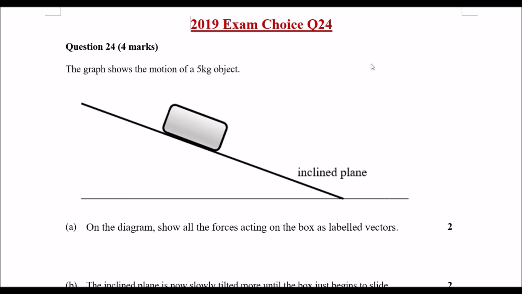Today we'll be going through an exam question from Module 2, Inquiry Question 1, which is to solve problems on inclined planes. It says the graph shows the motion of a 5 kg object on an inclined plane at angle theta. On the diagram, show all the forces acting on the box as labeled vectors.